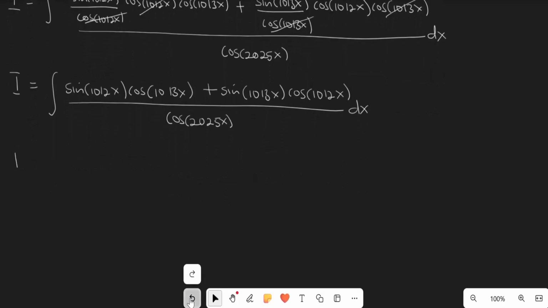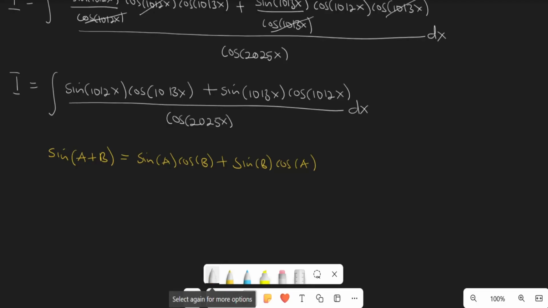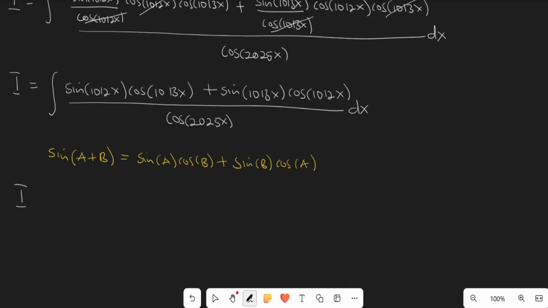Before we proceed with the integral, we have to know that this one is from the angle addition identity: sine of A plus B is going to be equal to sine of A cosine of B plus sine of B and then cosine of A. This is from the identity. So the numerator is just equal to the sine of 1012x plus 1013x, if you are comparing that to the identity of sine.